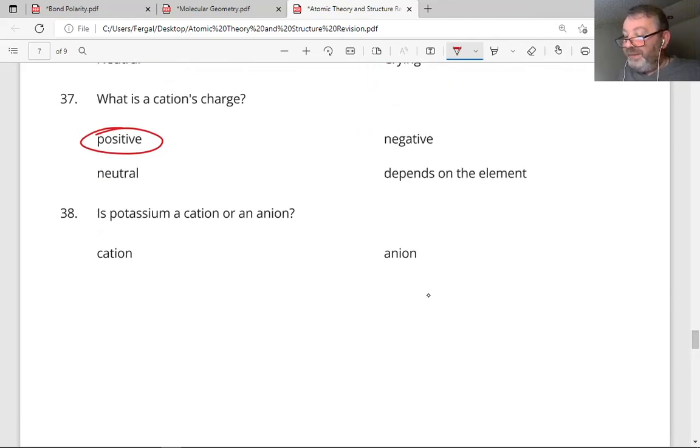Is potassium a cation or an anion? Now to answer that, you've got to go to the periodic table. Potassium is in group 1. It wants to have the same number of electrons as argon, which is one behind it, so it's going to lose an electron, and if you lose electrons, if you lose negativity, you become more positive, so therefore you are a cation.